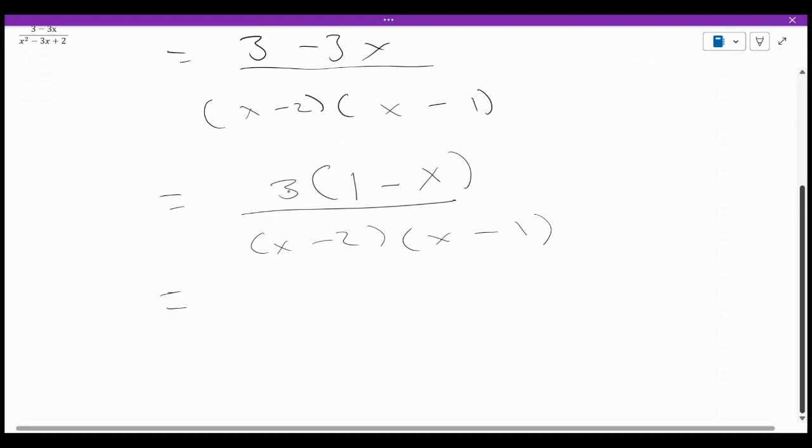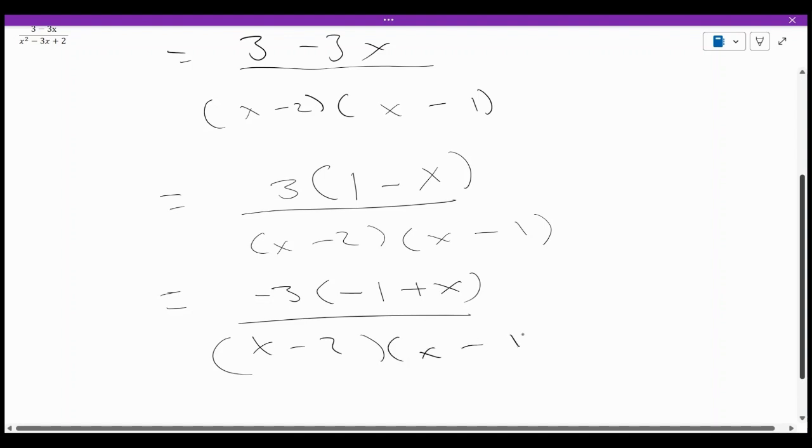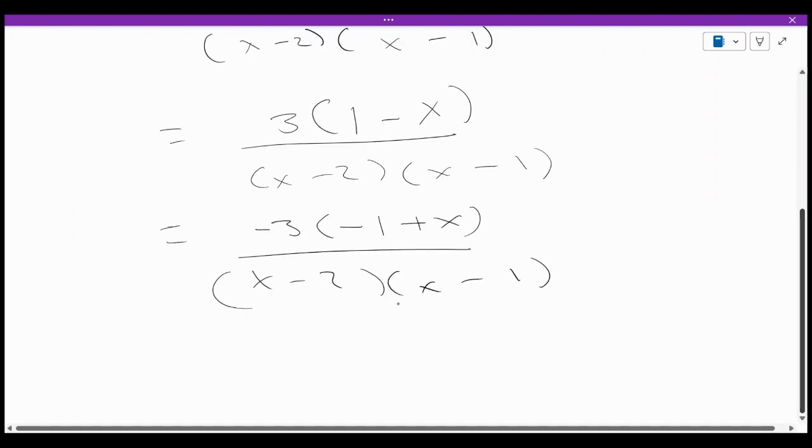However, if we look at this, we can't cancel anything here because this one is positive and the x is negative. Here, the x is positive and the 1 is negative. So we can also take out the negative here. Therefore, here we'll have negative 1 and a positive x, and then we have x minus 2 and x minus 1 again. Now, what can we do? We can cancel out these, the negative 1, x, x, since they're the same. We are left with negative 3 over x minus 2.